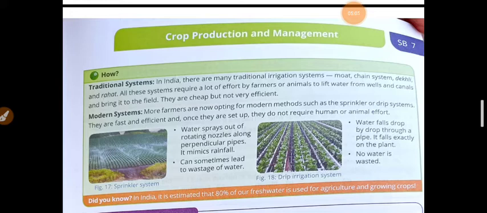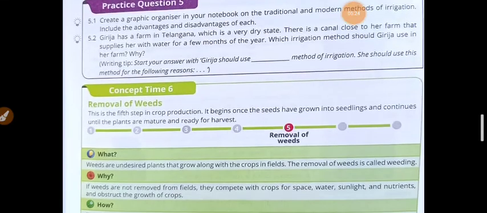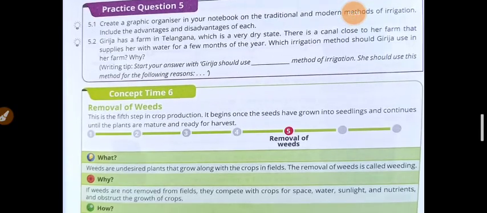And second is the drip system. Water falls drop by drop through the pipe. It falls exactly on the plant. No water is wasted. So this is the drip system, in which water drops drop by drop directly on the plant. This is about irrigation.